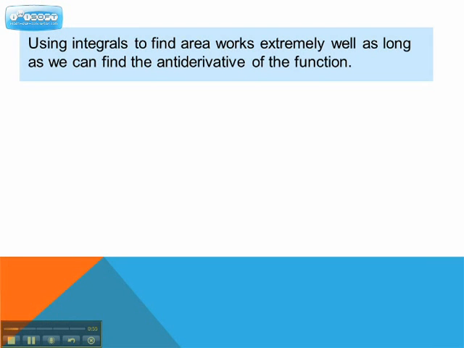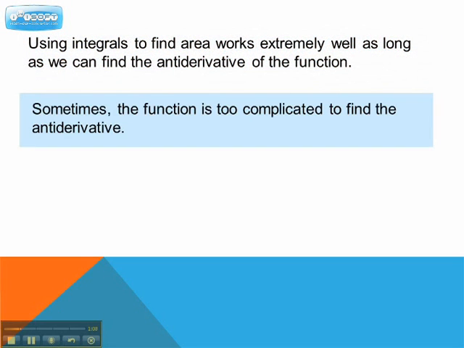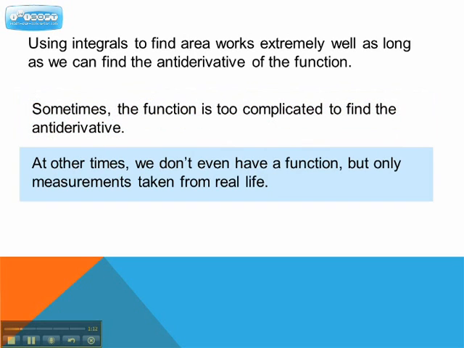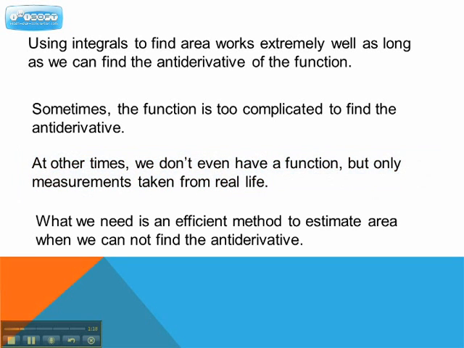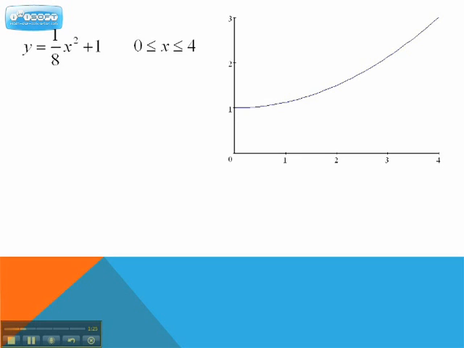Some definite integrals are best found by numerical approximations, and rectangles are not always the most efficient figures to use, which we have found can tend to have a pretty big error. Using integrals to find area works extremely well, as long as we can find the antiderivative. Sometimes the function's too complicated to find the antiderivative. At other times, we don't even have the function. We only have measurements taken from real life, like a table of data. So what we need is an efficient method to estimate area when we can't always find the antiderivative.